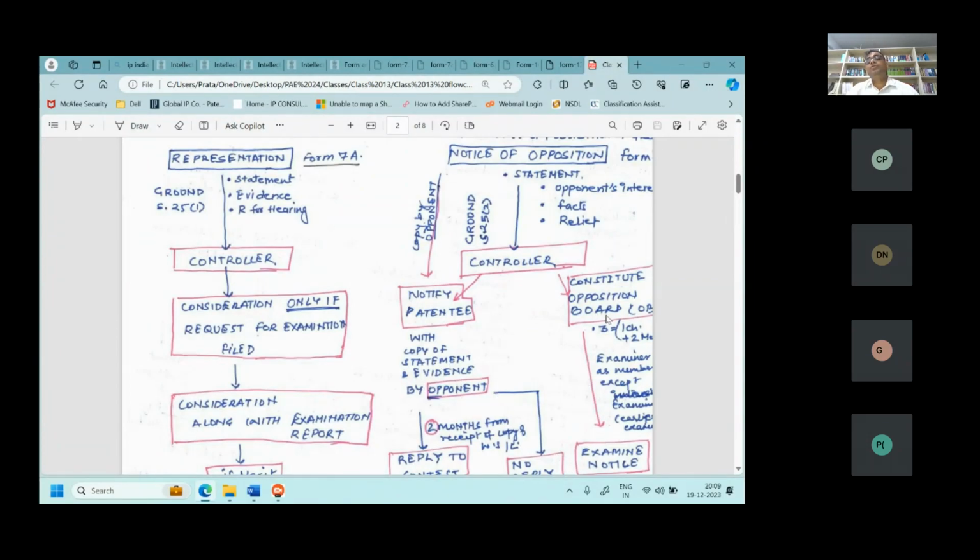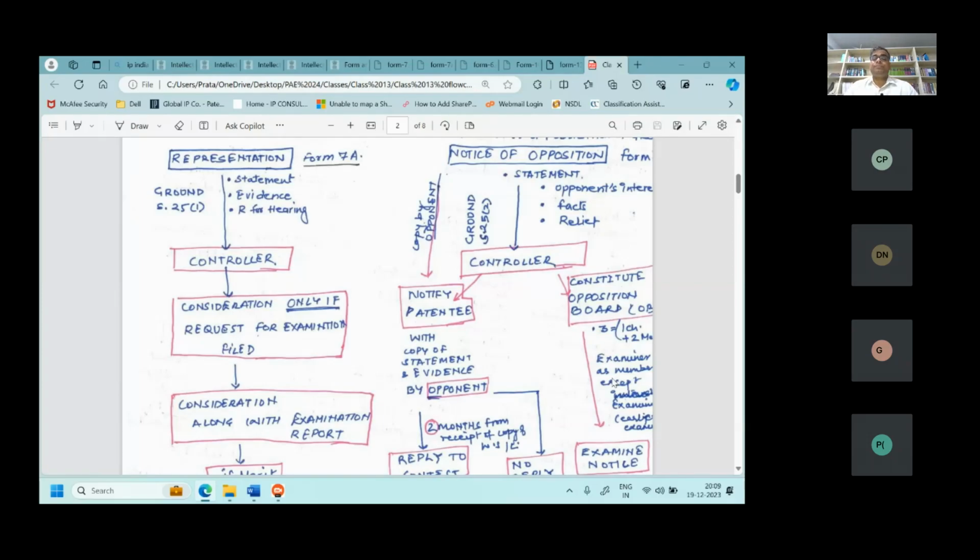At the same time, he will also constitute an opposition board. The opposition board will consist of 3 persons. 1 will be the chairman and 2 will be the members. The examiner who has examined your application cannot become a member.